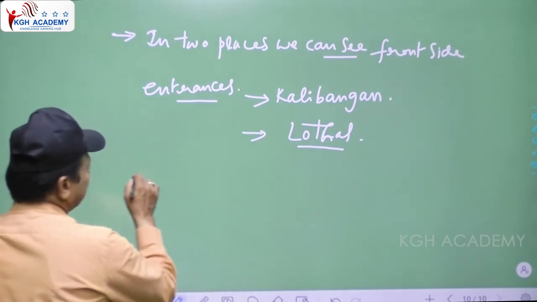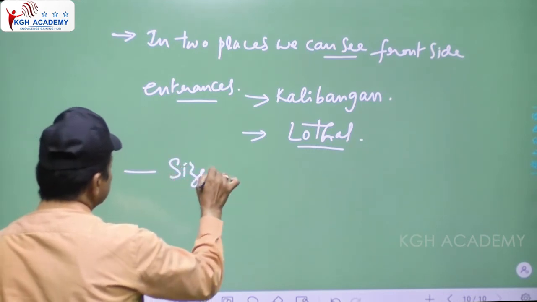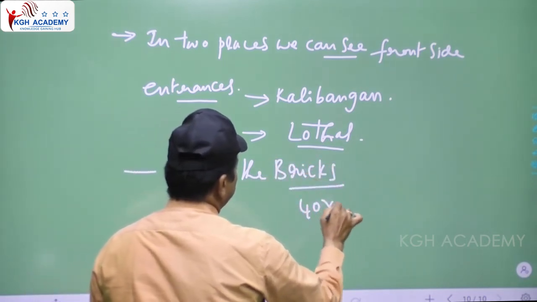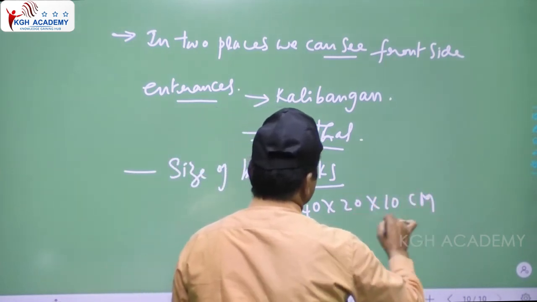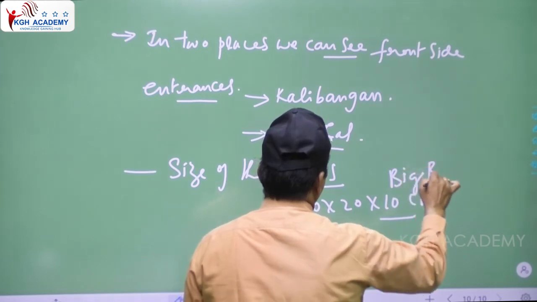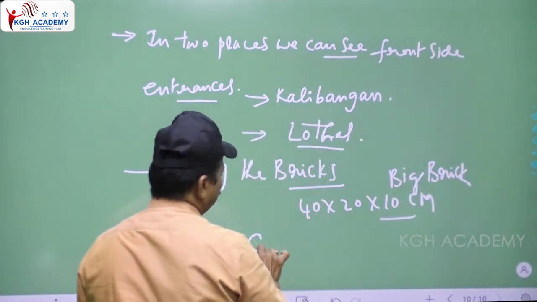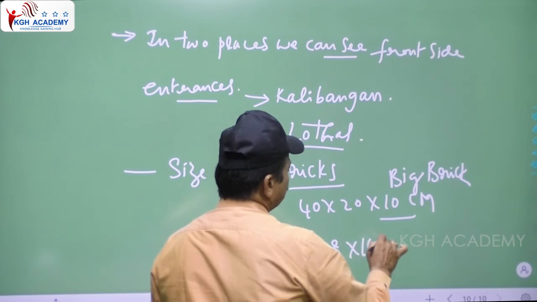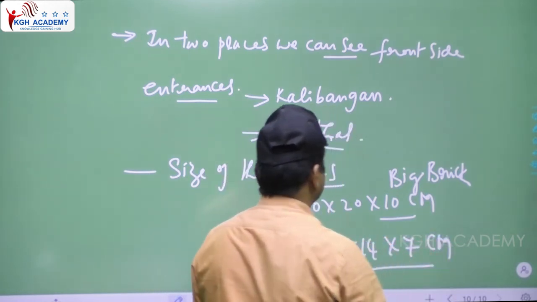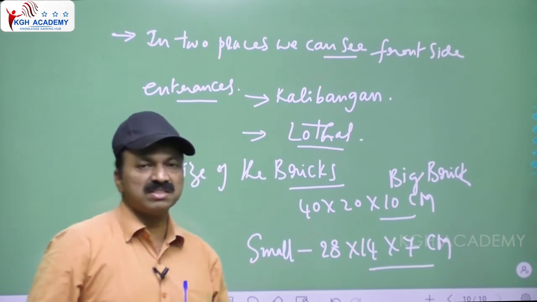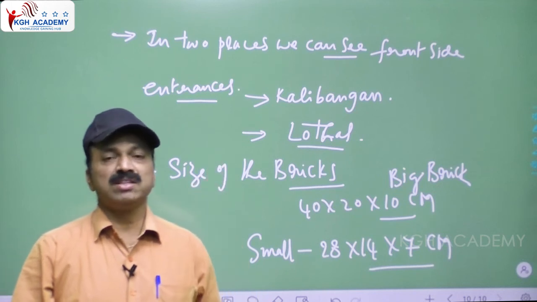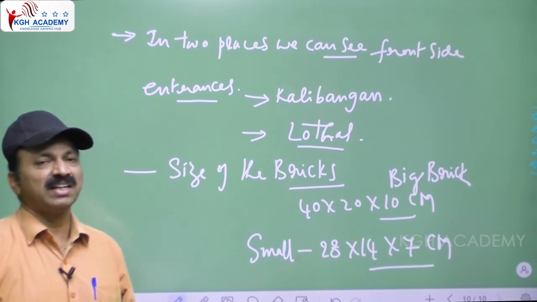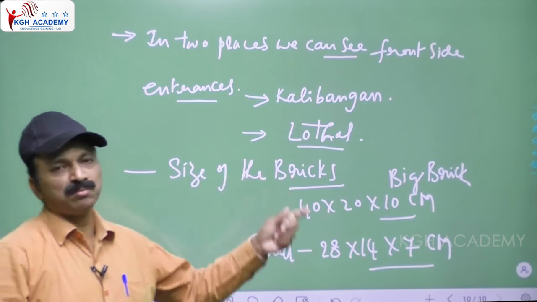So what is the size of the brick? The big brick is 40 into 20 into 10 centimeters. The small brick is 28 into 14 into 7 centimeters. So two types of bricks were used in constructing the houses. During that time, their use of burnt bricks itself indicates that theirs was an advanced, developed civilization. That is one of the important points you have to remember.